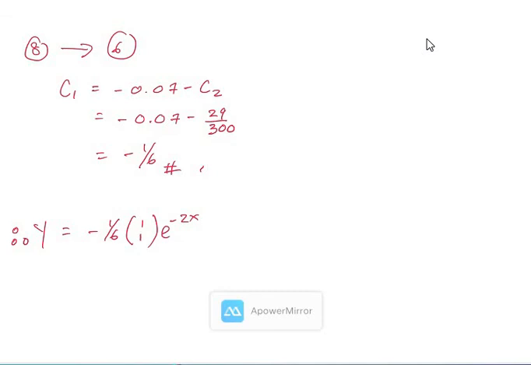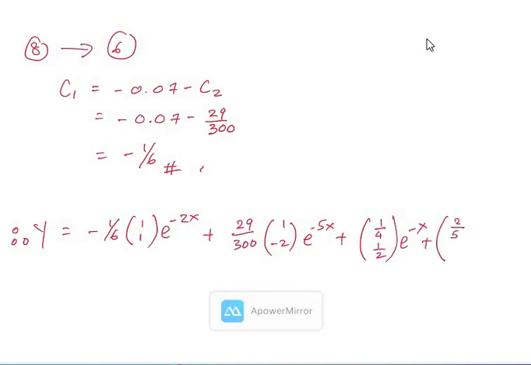We substitute the values for C1 and C2. Okay, for C2 it is 29 over 300 times (1, negative 2) e to the power negative 5x plus 1 over 4 times (1, 2) e to the power negative x plus (2 over 5 x minus 9 over 50, 1 over 5 x minus 7 over 50).